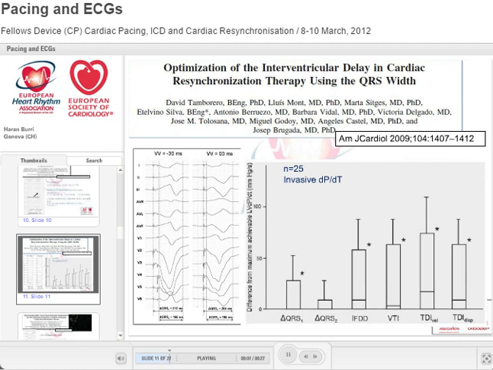The narrower the QRS, in fact in this study, the higher the dPdt. This is the difference between the dPdt at the setting and the maximum dPdt. And you can see that if those patients had the narrowest QRS according to this VV optimization method, then they were most likely to have the highest dPdt.